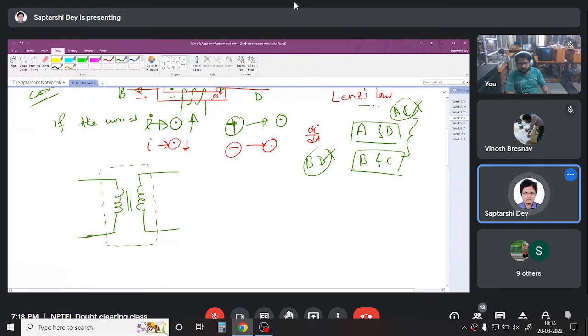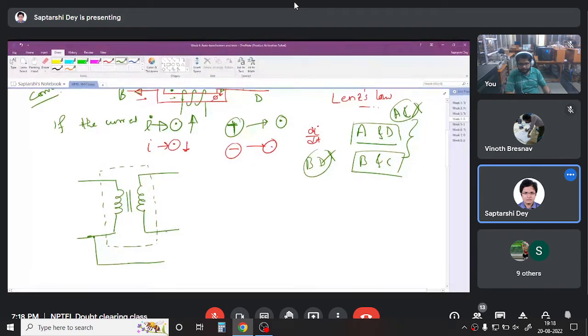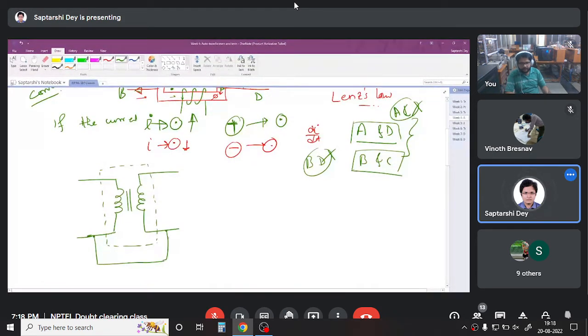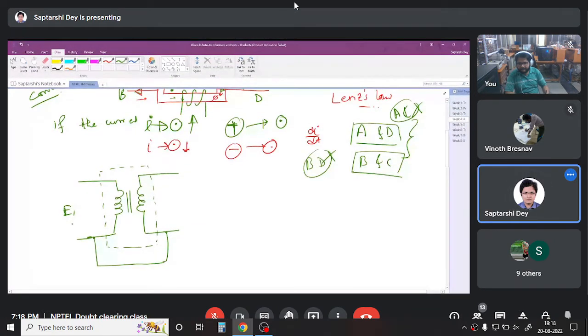So how to find out? The thing is, we short circuit one side and we apply an EMF E1 here.